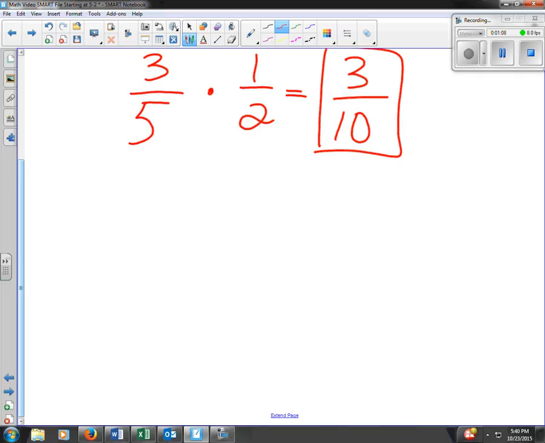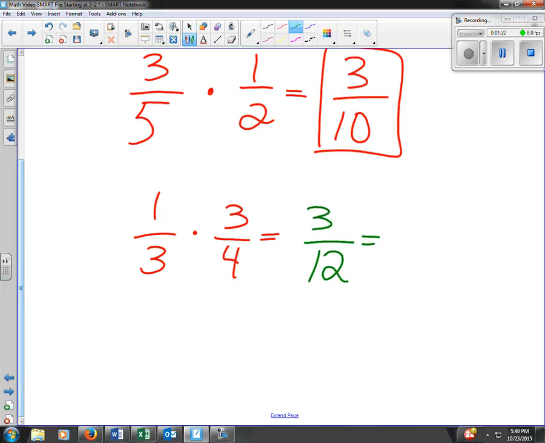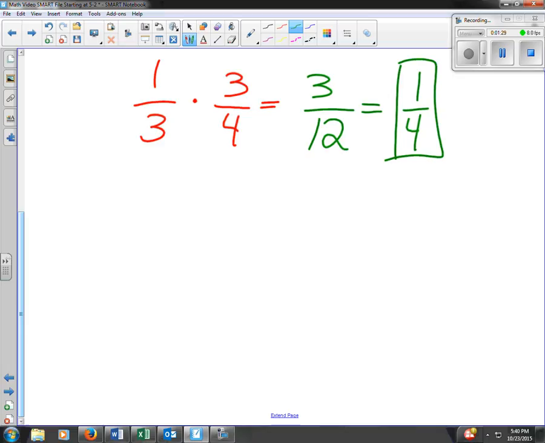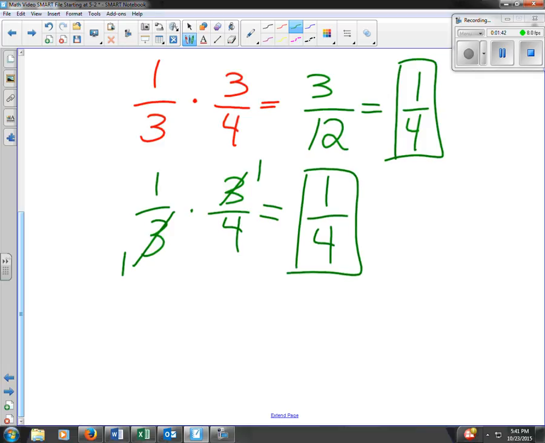Okay. Another example, 1/3 times 3/4. Here you could multiply straight across and you'll get 3/12, and then you would simplify to 1/4. That's one option. Another option is to do 1/3 times 3/4 and cancel out the numbers on the diagonal, so you don't even have to simplify because you multiply straight across, you get 1/4. And you're done. That's all there is to it.